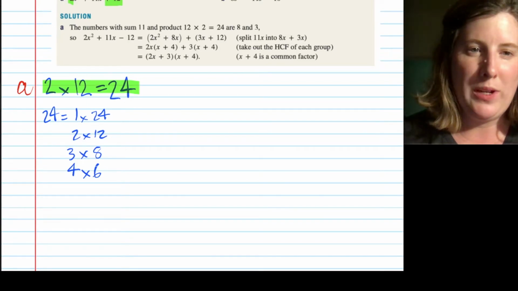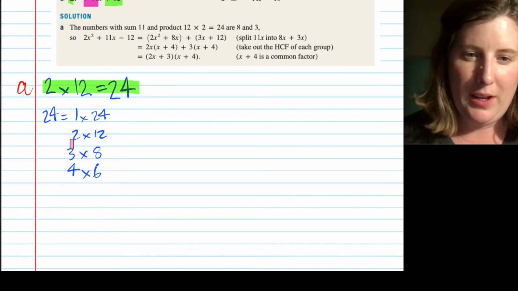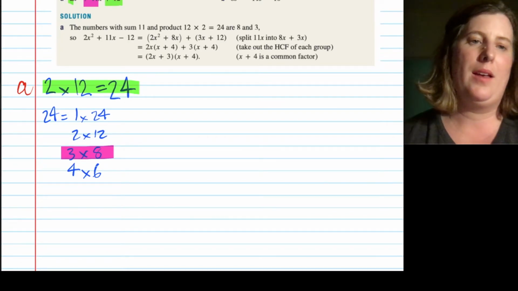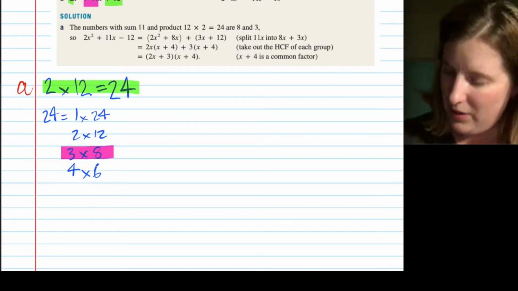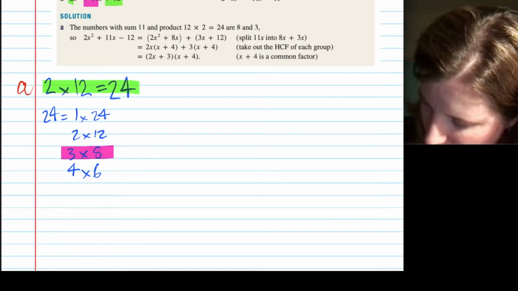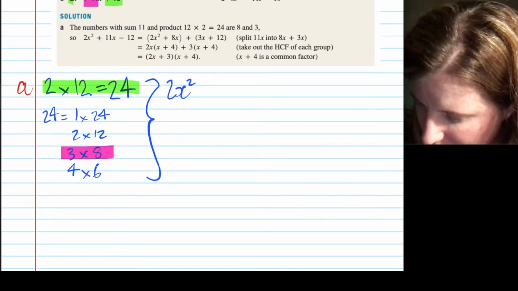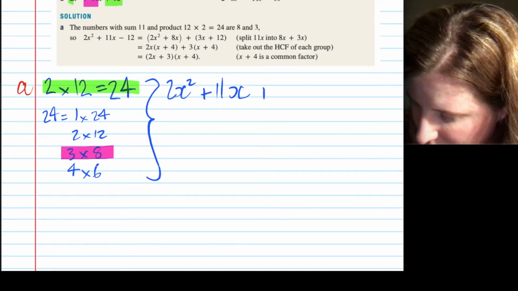Now I'm wondering which of these adds to give positive 11. 3 and 8 adds to give positive 11. Okay. Now I'm rewriting this initial term, this whole thing, 2x squared plus 11x plus 12.